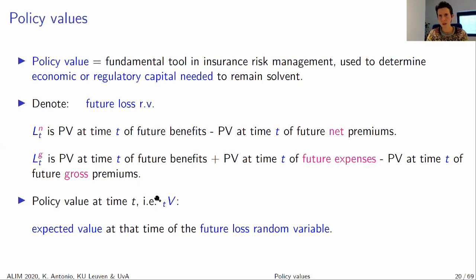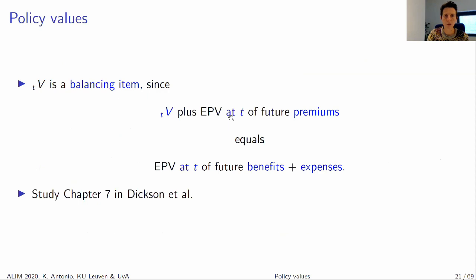Good. So that's my policy value. I will denote that with V for value. tV is then the expected value of this L_t that we have over here. That's how we're going to calculate this policy value. It's a balancing item because it guarantees an equivalence, at least in terms of expected value, between this policy value at time t, this reserve at time t, plus the expected present value at time t of future premiums, and that must equal the expected present value at time t of the future benefits plus expenses. So it means that if you hold this capital tV, and if you put on top the premiums which will come in the future, then on average you should have enough to cover your future expenses and your future benefits. That's how we should calculate this policy value.